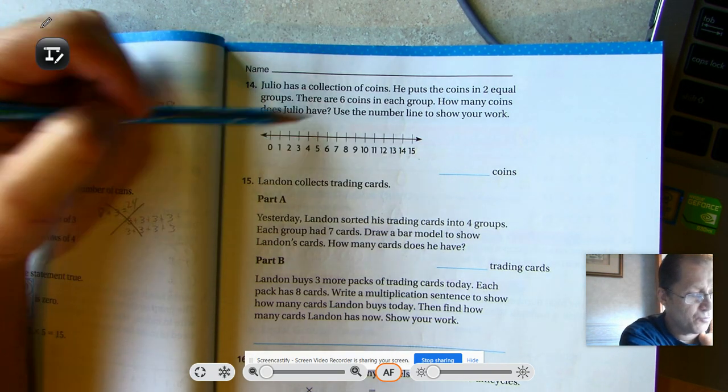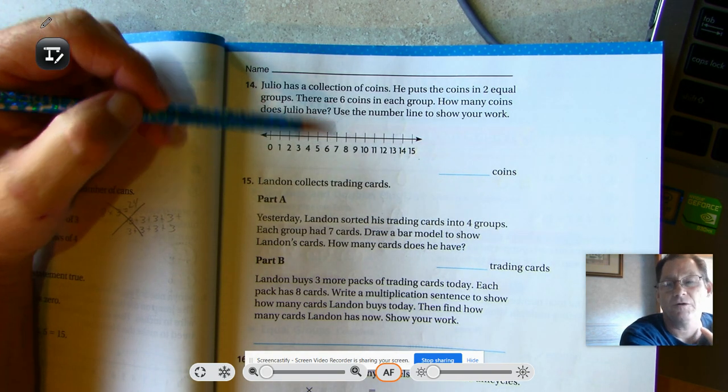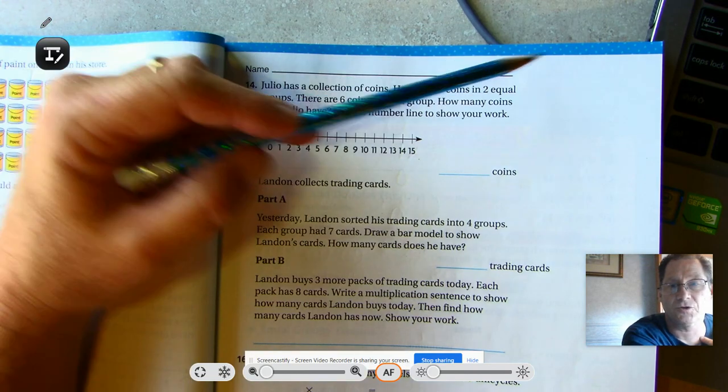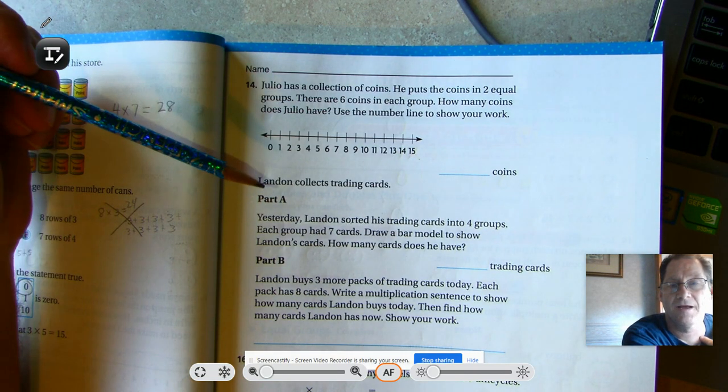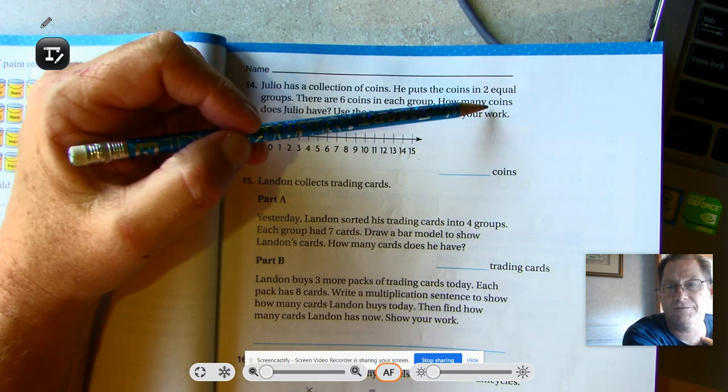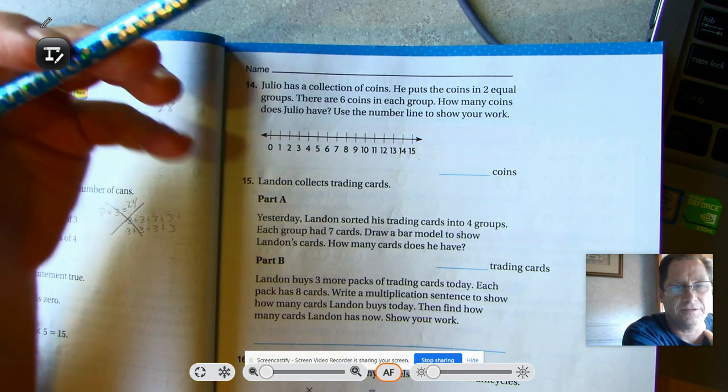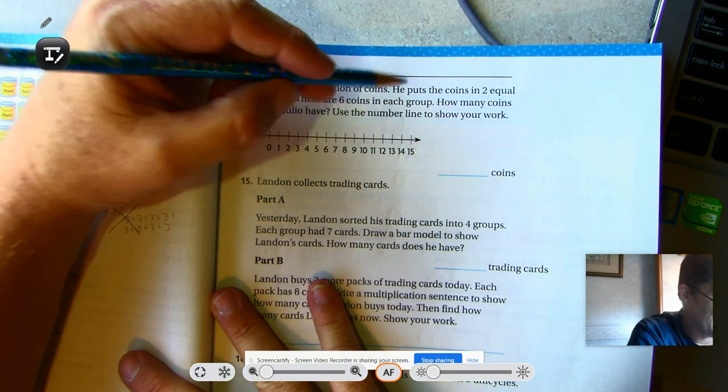So again, this is just one way of solving the problem. This is not the only way to solve the problem. I could have drawn 2 circles and put 6 in each one. I could have drawn an array of 2 rows of 6. So they're just saying use a number line in this case.